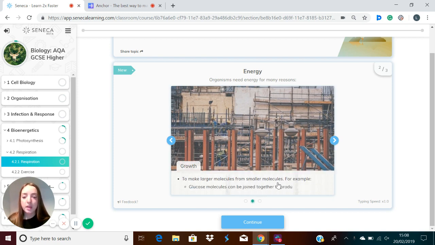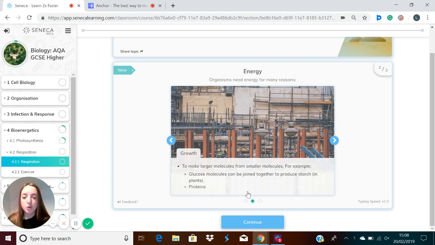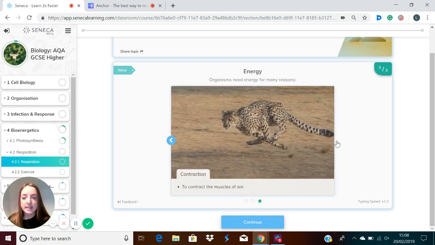For example, glucose molecules can be joined together to produce starch, which is a storage compound in plants. Proteins can also be made from amino acids in plants and animals. Energy is also needed for muscle contraction, for example, when a cheetah's running. So to contract the muscles of animals, energy is needed for this.